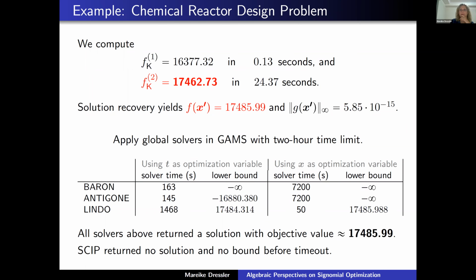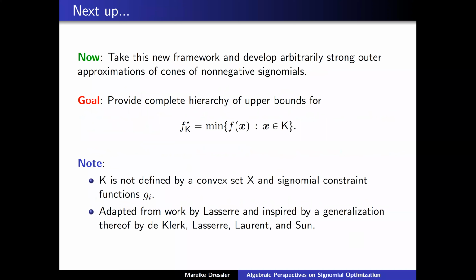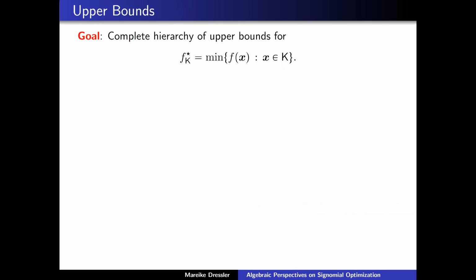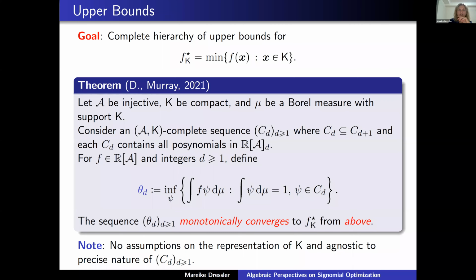Yeah, and I think I'm already out of time, so maybe I'll just skip a little bit and show you an outlook. What you saw was that we have an inner approximation of this non-negativity cone, which gave us a hierarchy of lower bounds converging to the optimal value.